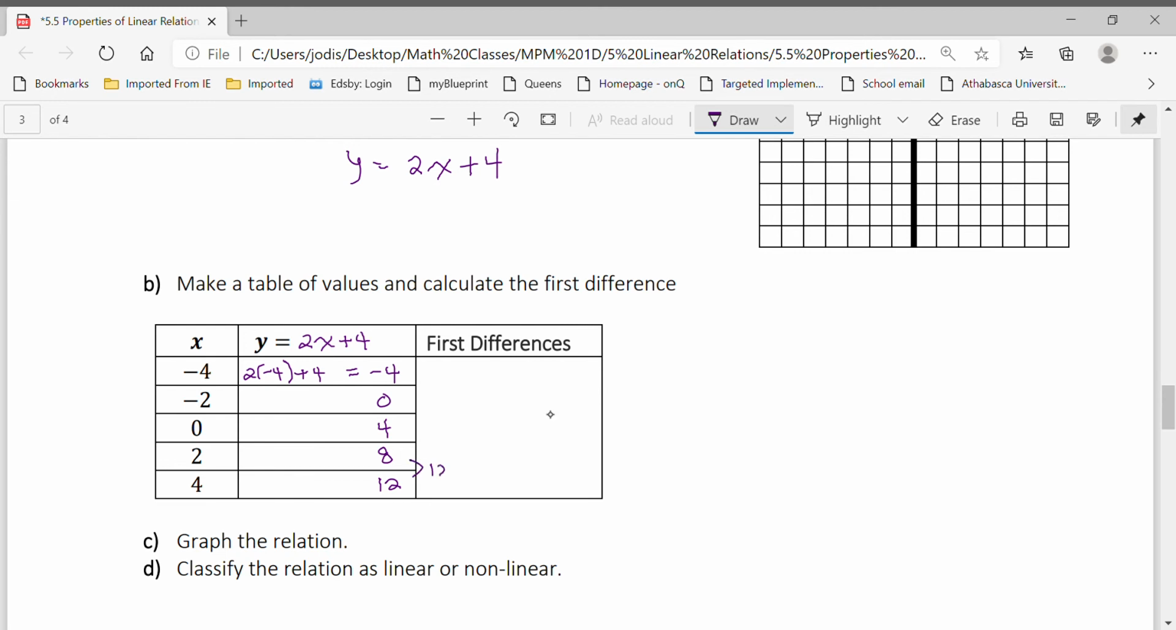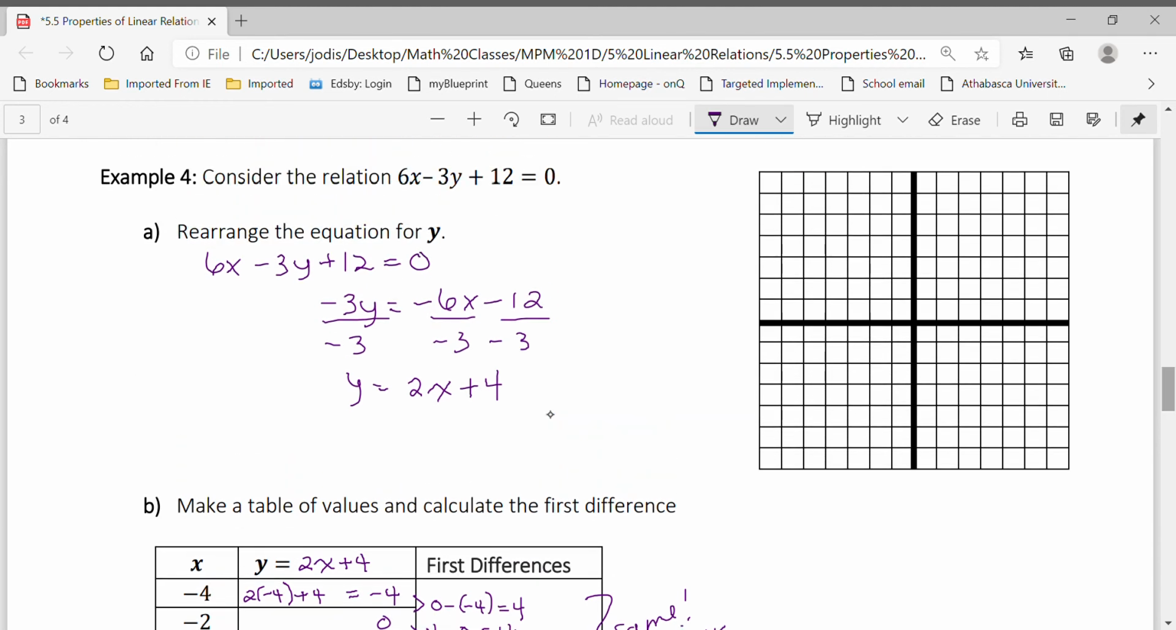So again, first differences: 12 minus 8 is 4. 8 minus 4 is 4. 4 minus 0 is 4. And 0 minus -4 is 4. They're all the same again, so this must be linear. So then we want to graph this.